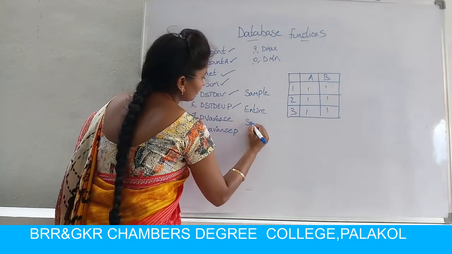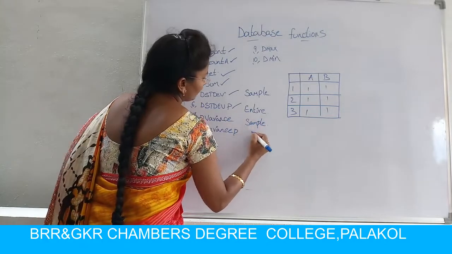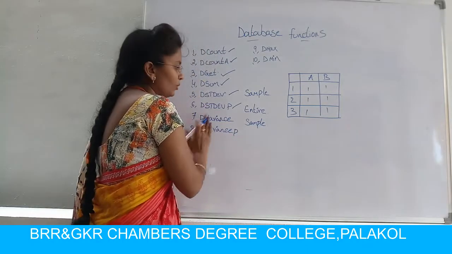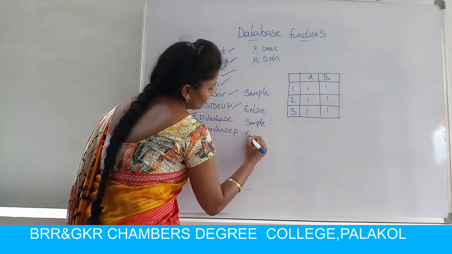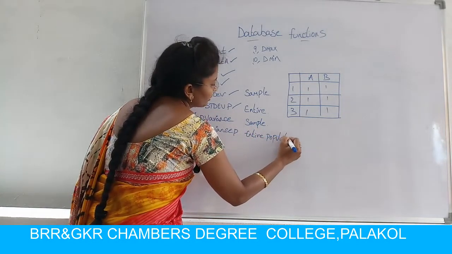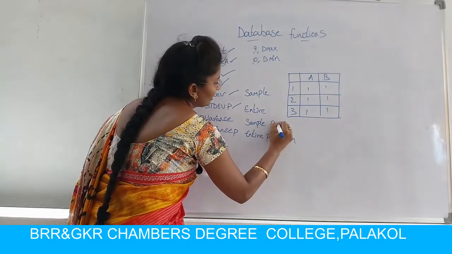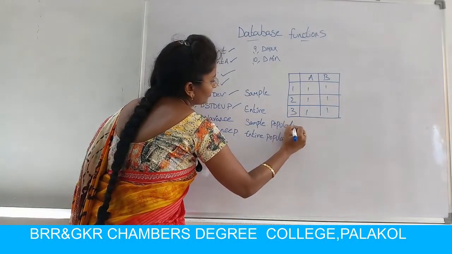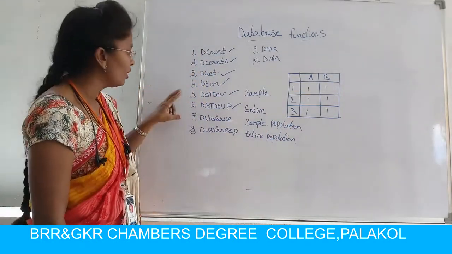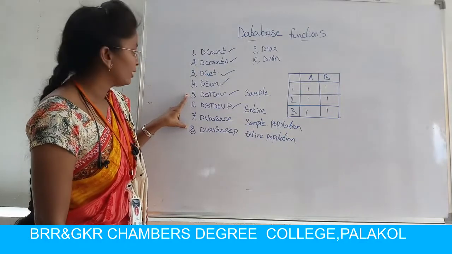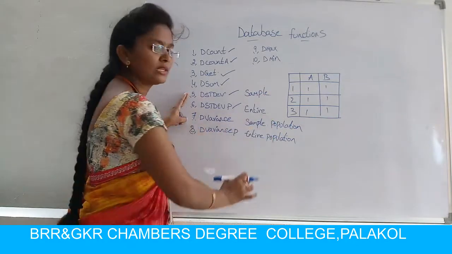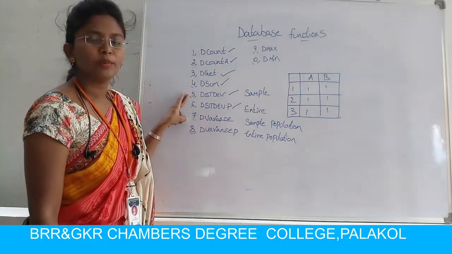Variance and variance P. This is also the same. By using this variance, it will calculate the variance of the sample population, and the P version will calculate the entire population. According to the data only, it will display the result. These are the standard deviation and variance. Both will take the sample population, but the result will be different.